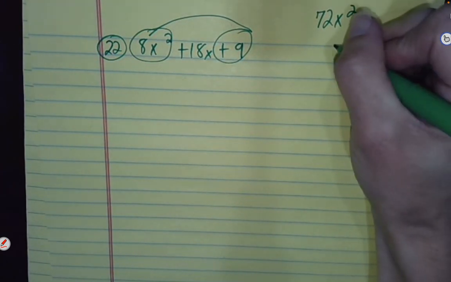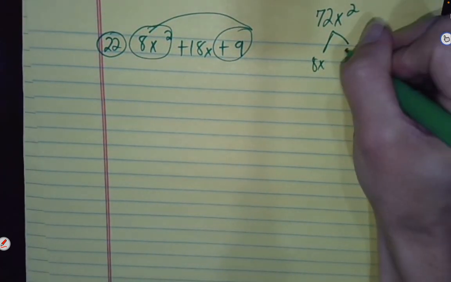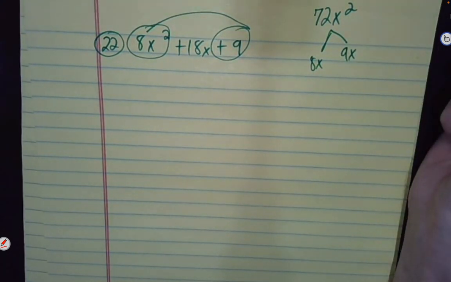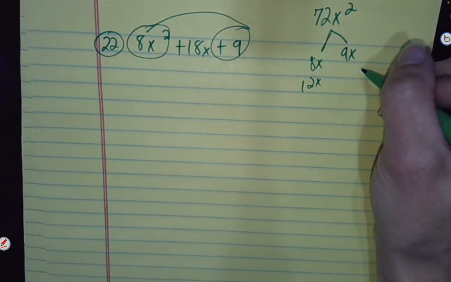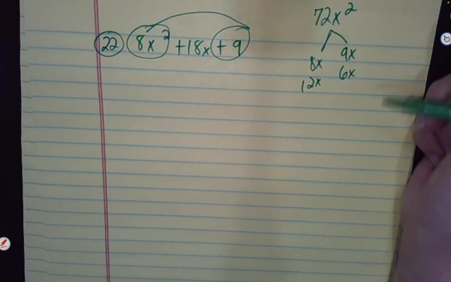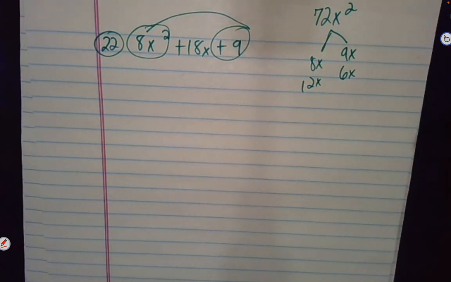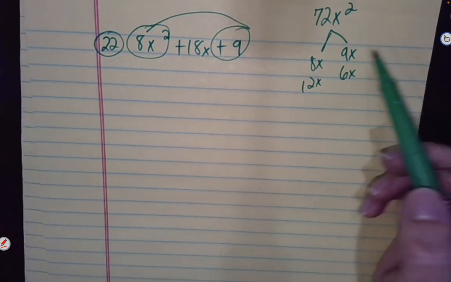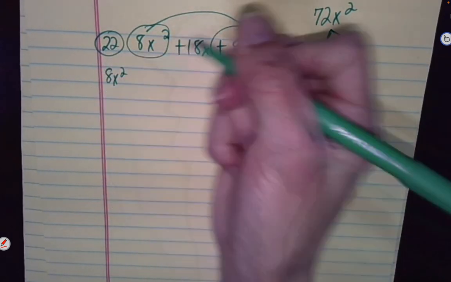What times what is 72x squared? Let's list a bunch. Well, we already know the 8x and 9x. What else? 12x and 6x. I could probably go through, and maybe there's a few more. Probably 3 goes into it. But do any of those add to 18? Yes. What adds to 18? 12 and 6.